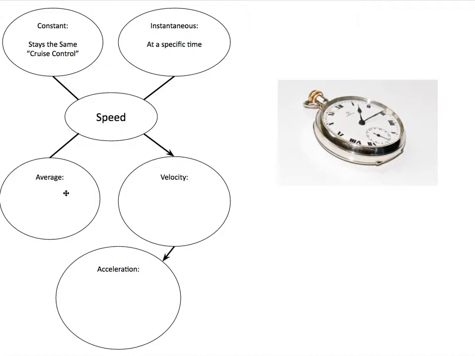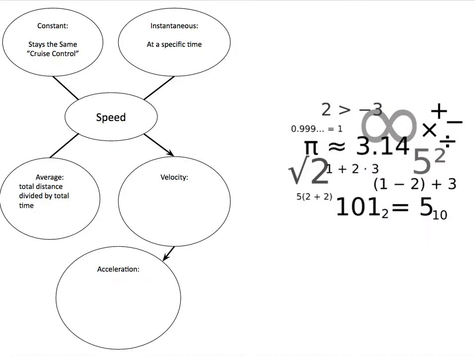The last type of speed we're going to talk about is average speed, and this is actually the one that we are going to focus on in class. This is the one that involves math. But don't be freaking out because it's really simple. It's just a division problem. To solve for average speed, we have total distance divided by total time. This could look like this or this.